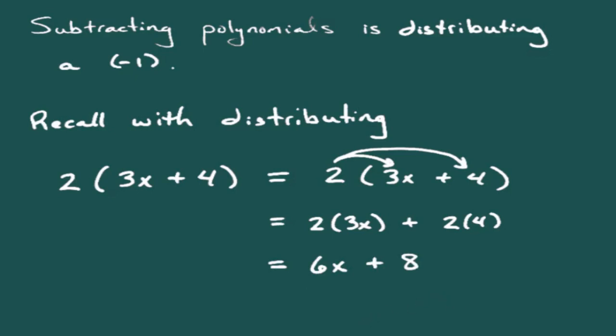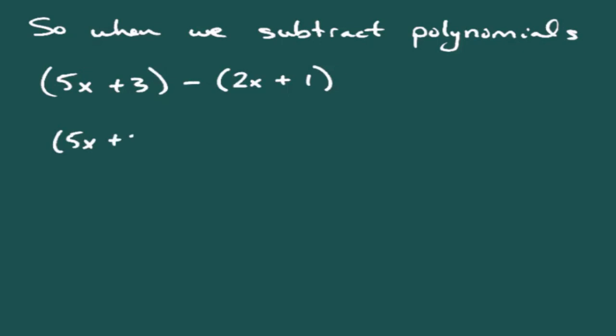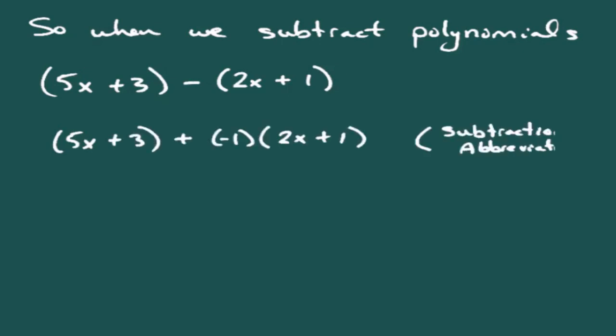So when we subtract polynomials, we actually write it with the subtraction abbreviation. So if we start off with something like 5x plus 3 minus the quantity 2x plus 1, what we're really saying there is that this is 5x plus 3 plus a negative 1 times the quantity 2x plus 1. So we kind of rewrite and get rid of that subtraction abbreviation so we can see what's going on.